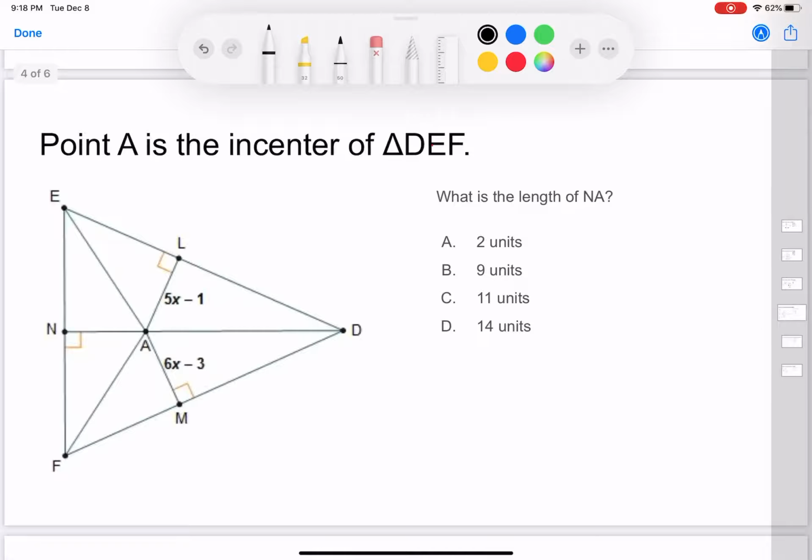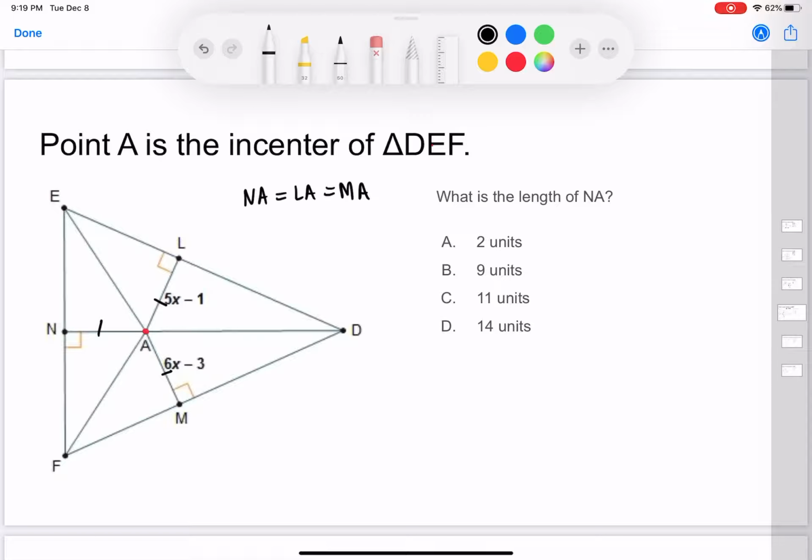This says point A is the circumcenter of DEF, which basically tells us that our point of concurrency is equidistant from all sides of the triangle because we have an incenter. And therefore, we're being asked, what is the length of NA? Well, in order to find the length of NA, what we could do is find the lengths of either of the other two congruent sides because NA is congruent to LA, which is also congruent to MA.